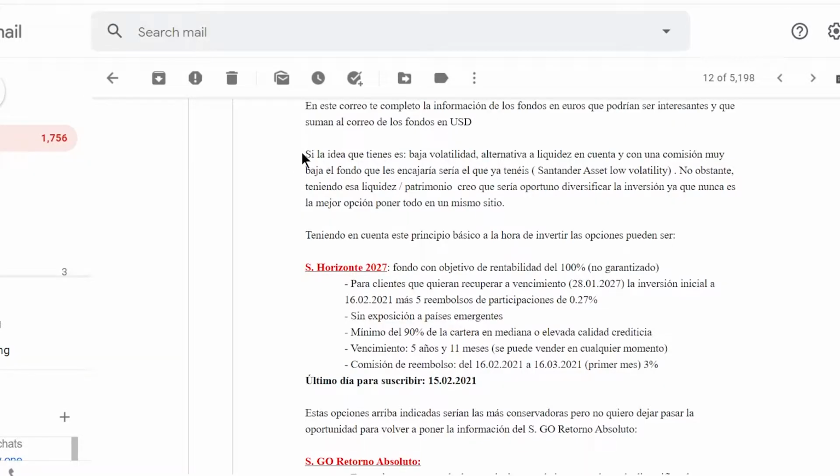And this is the email. It's an email that he received from his banker, and the banker was offering him options. The officer said, if you have in mind low volatility here, and very low commission, this is the fund that I am offering you, Santander Asset Low Volatility.